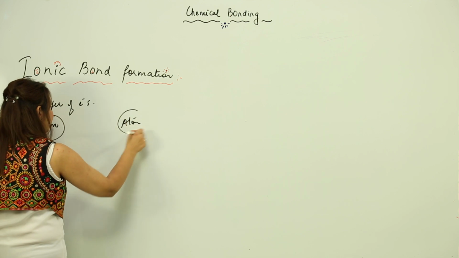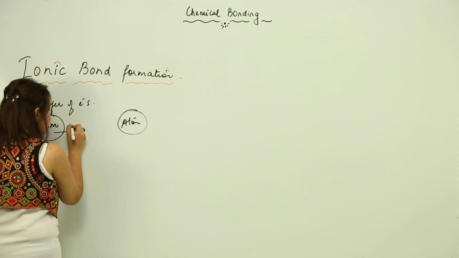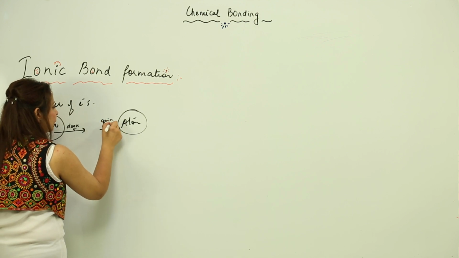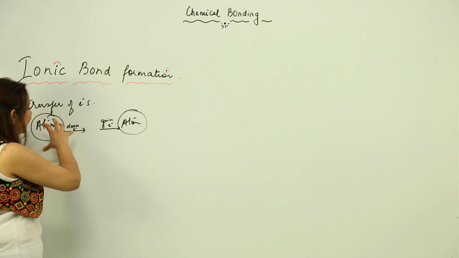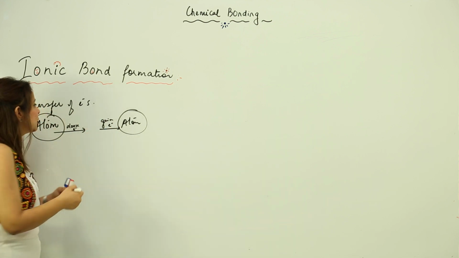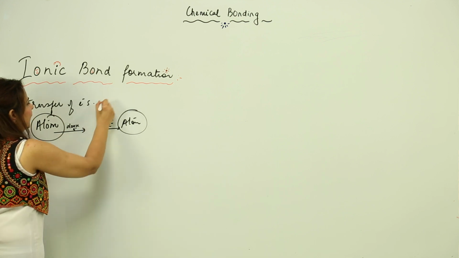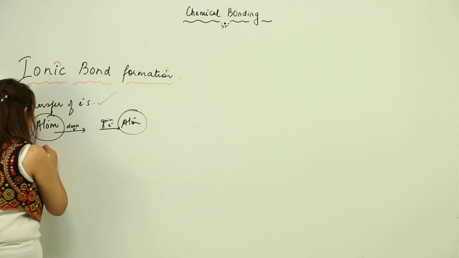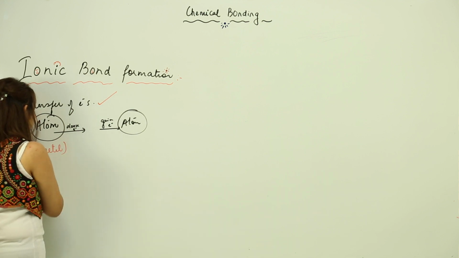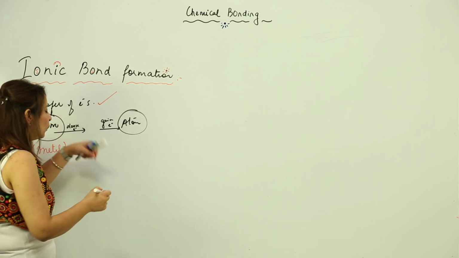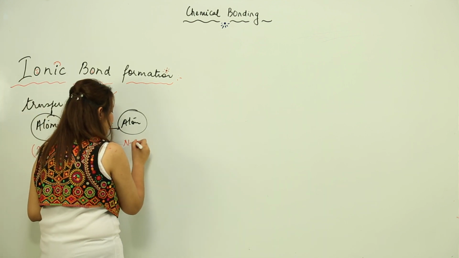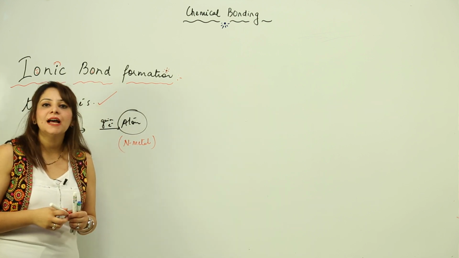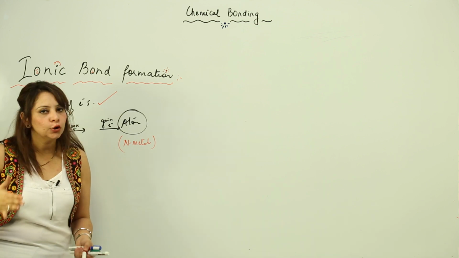So what is going to happen in this? One is going to lose an electron and the other is going to gain this electron. This is what we mean by the transfer of electrons. The one which loses electrons is always a metal, because metals have the tendency to lose electrons, and the one that gains electrons is always a non-metal, because non-metals have a tendency to gain electrons. So we can say that an ionic bond is formed between a metal and a non-metal, right.